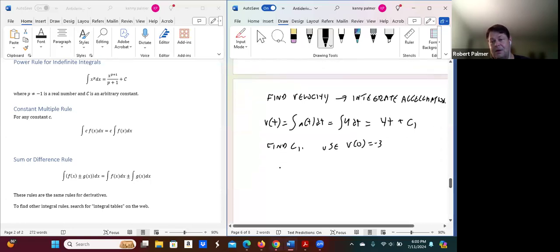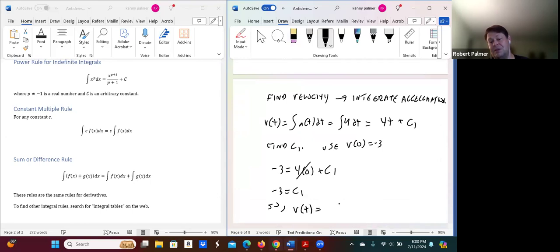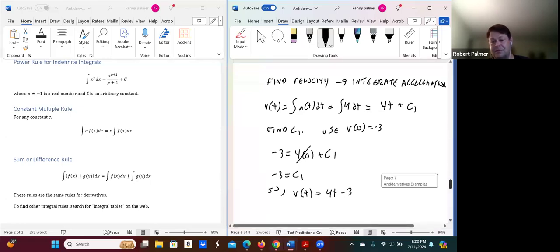And so this is equal to negative 3 and 4 at time 0. So 4 times 0 plus c1. Okay, and of course this goes away. So negative 3 is equal to c1. So in this case, our function of our velocity is going to be 4t minus 3. Okay, that's our velocity.